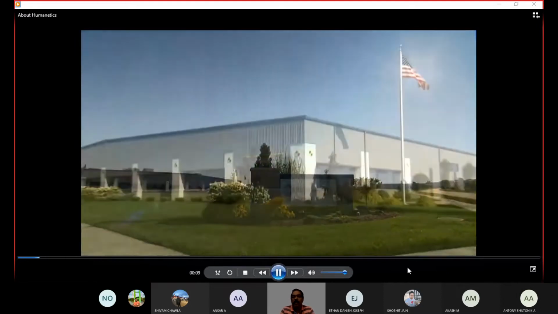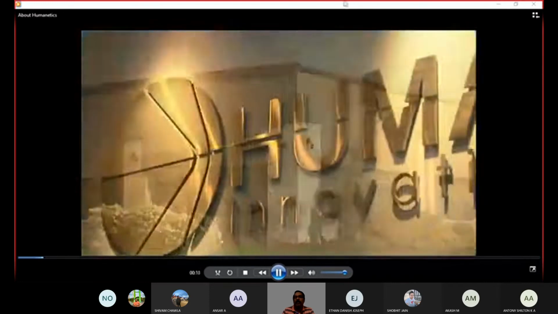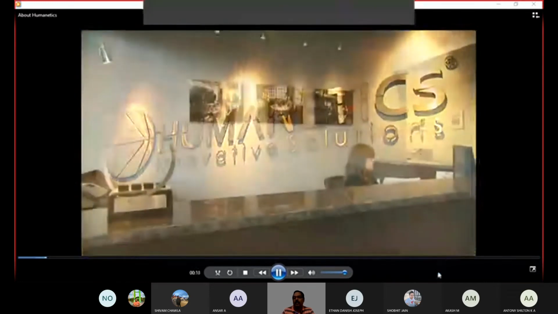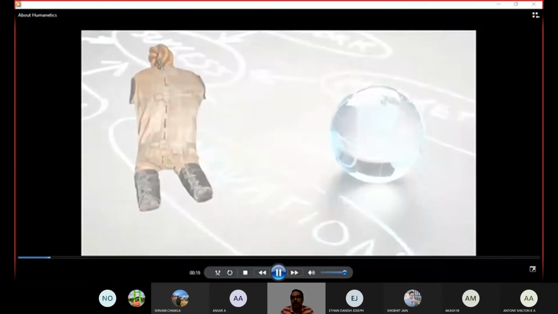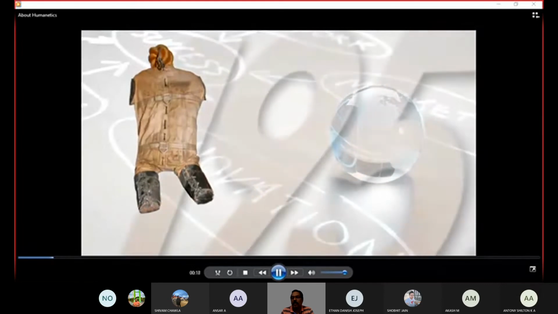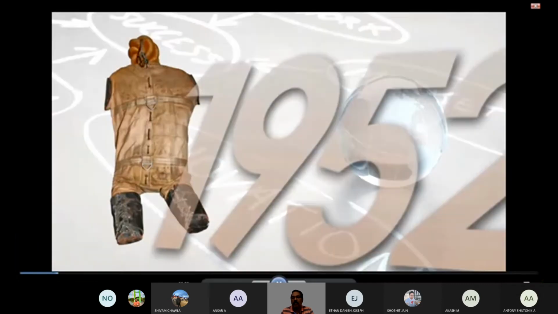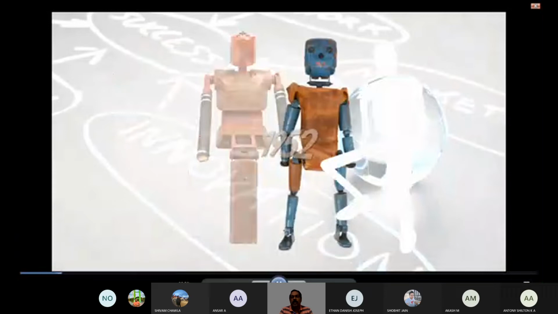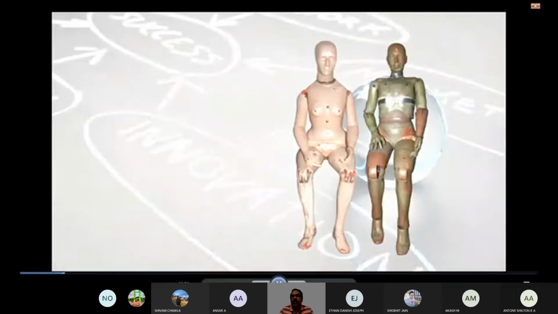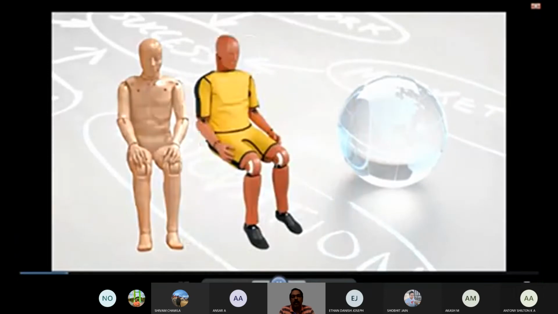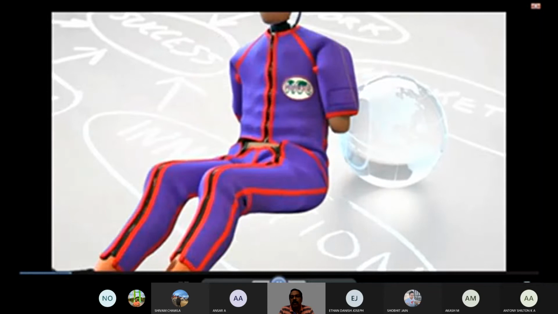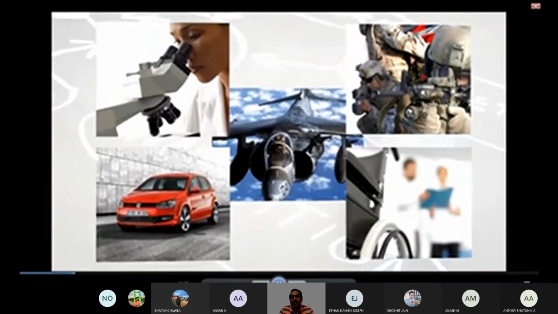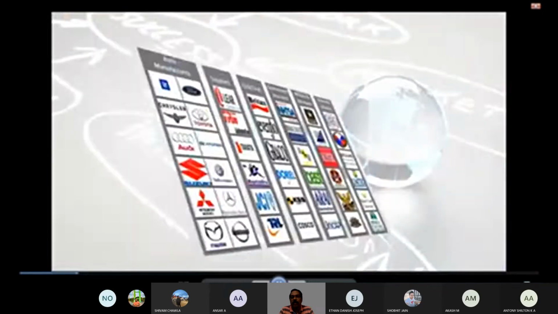The Humanetics of today has a lineage that stretches back more than 50 years into the early days of crash test technology, beginning with the first true crash test dummy business founded by Mr. Samuel Alderson in 1952. Humanetics is the evolution of human surrogate technology from every era: automotive, aerospace and military crash testing, and more.